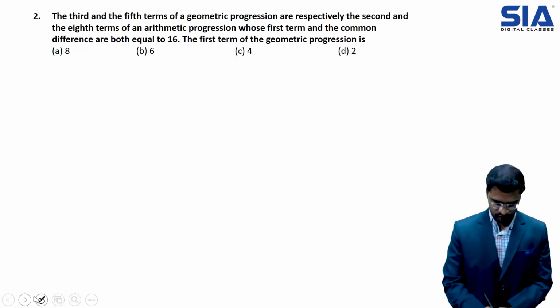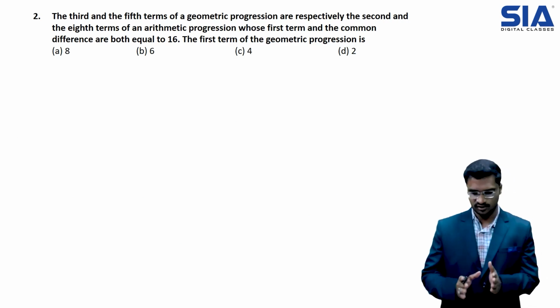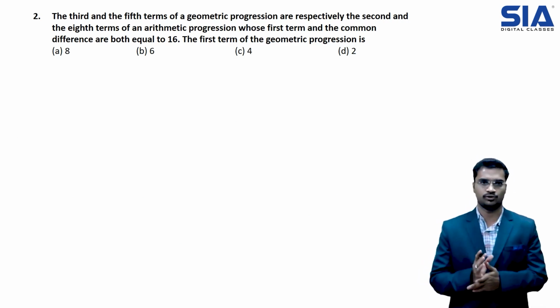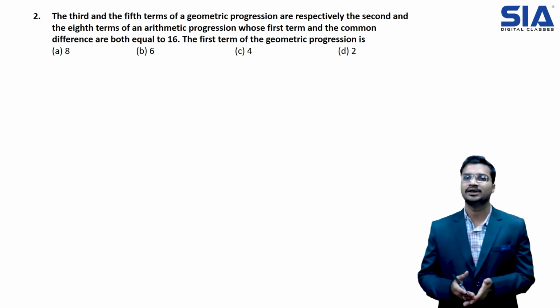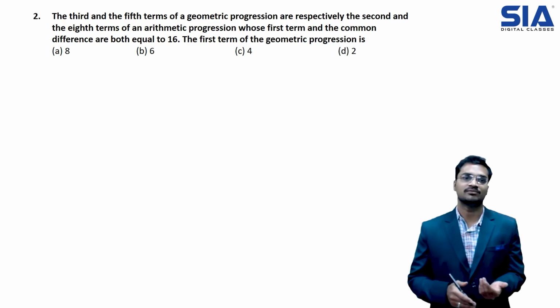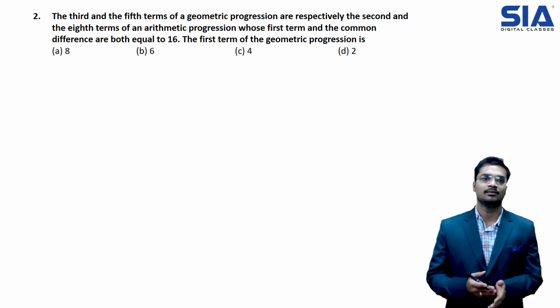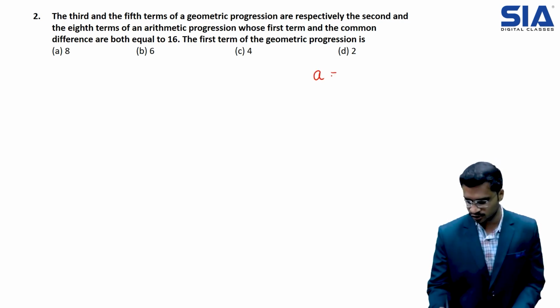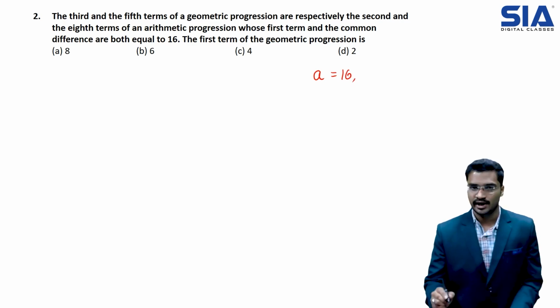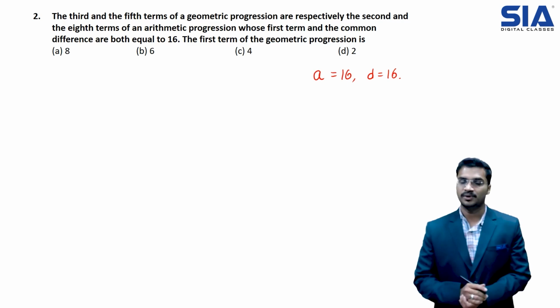Now coming to the next question: the third and fifth terms of a geometric progression are respectively the second and eighth terms of an arithmetic progression, whose first term and common difference are both equal to 16. So here he is telling that in the arithmetic progression the first term is 16. In the same way, the common difference is also 16.